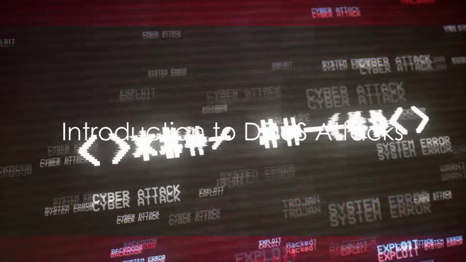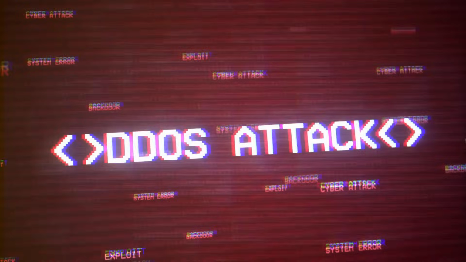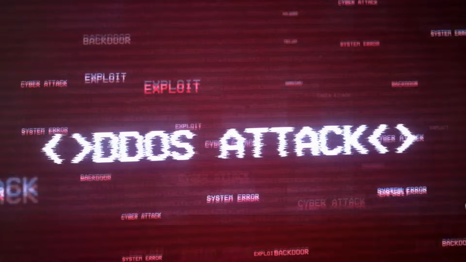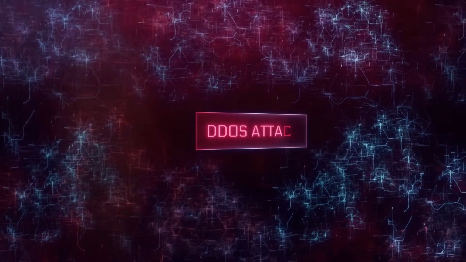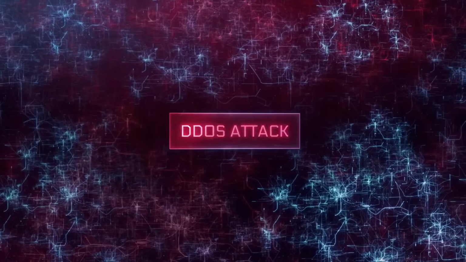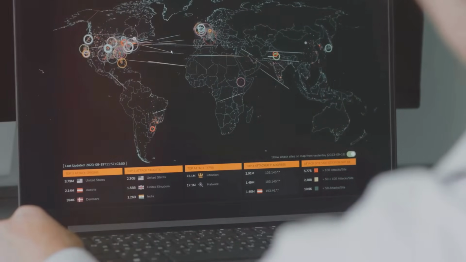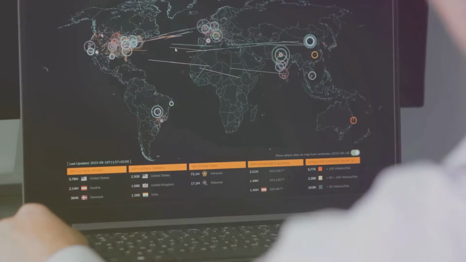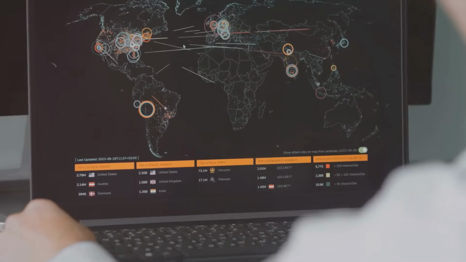Have you ever wondered how a DDoS attack works? A question that may have crossed the minds of many, especially in this digital age where cybersecurity threats are on the rise. DDoS, or distributed denial of service, is one such threat that's been making headlines. DDoS, as it stands, is a malicious attempt to disrupt the normal functioning of a network, service, or website by overwhelming it with a flood of internet traffic.